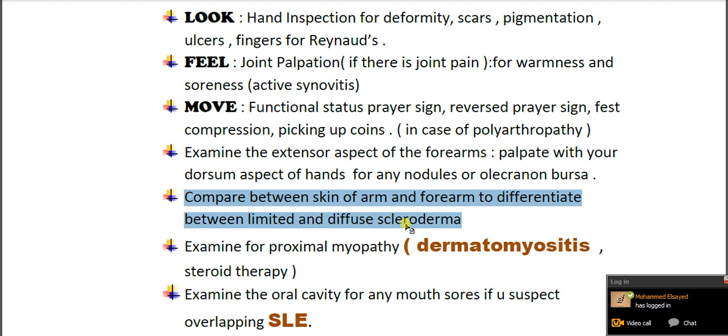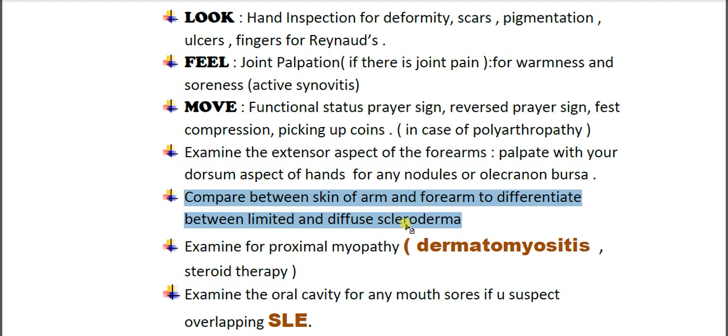Then compare the skin of the arm and the forearm to differentiate between limited and diffuse scleroderma. We know that scleroderma may be diffuse or limited cutaneous scleroderma. You can pinch the skin of the forearm and the arm of the patient to see if there is involvement of the skin of the arm with tight shiny skin as well, because if the arms are involved, it means that most probably this is a case of diffuse cutaneous scleroderma.